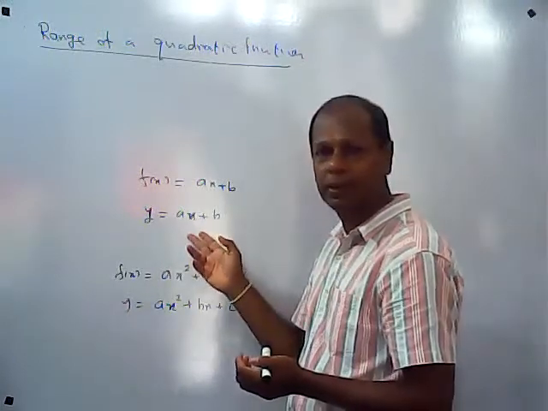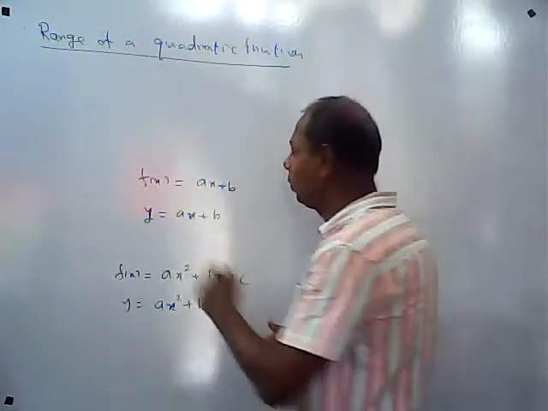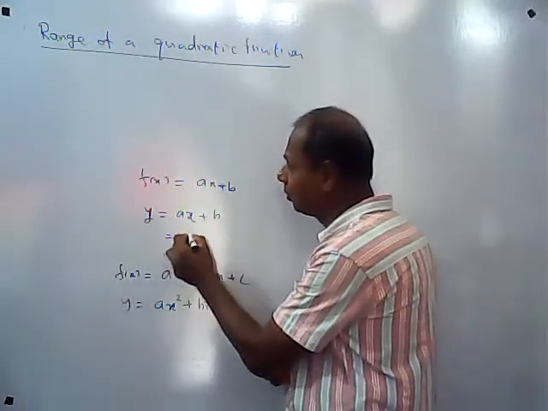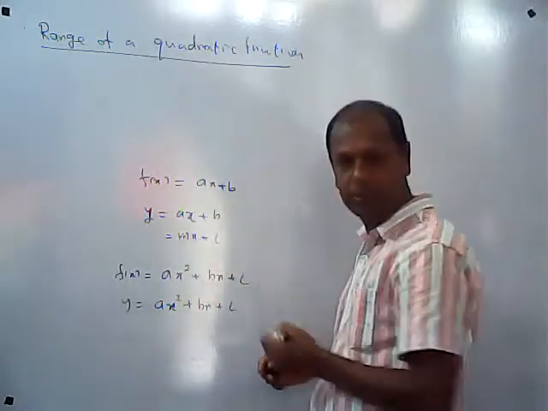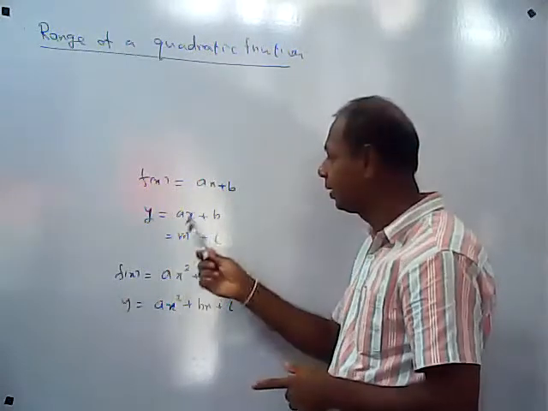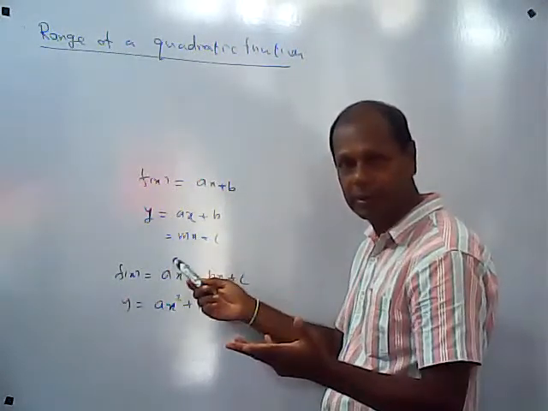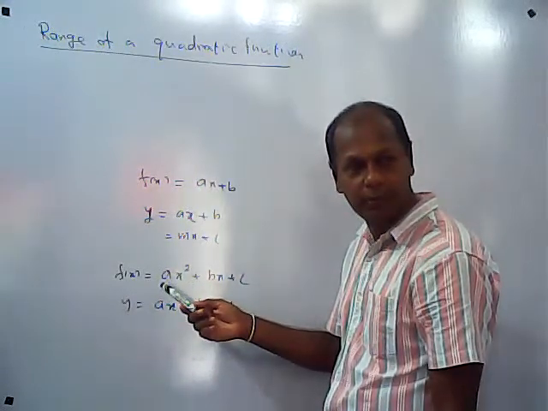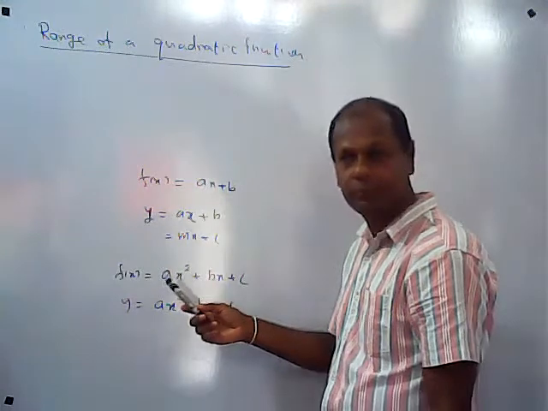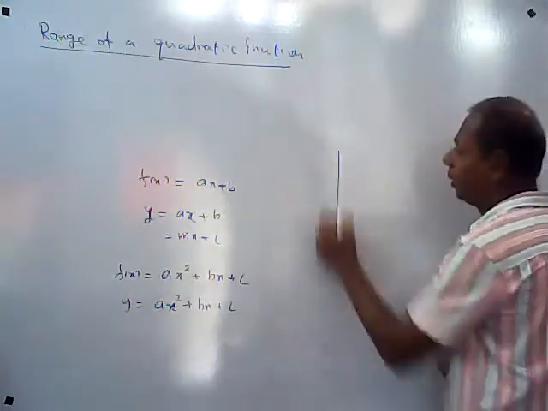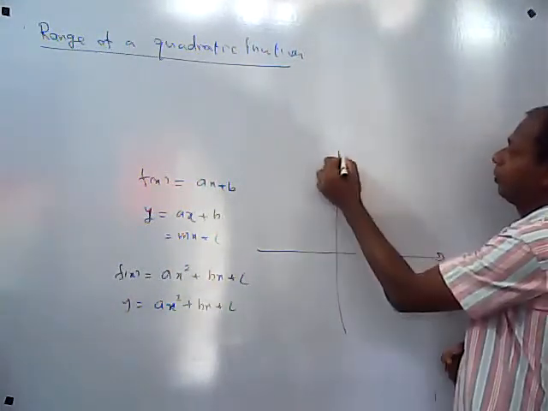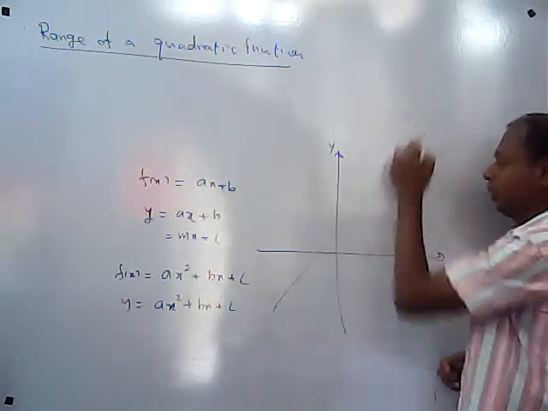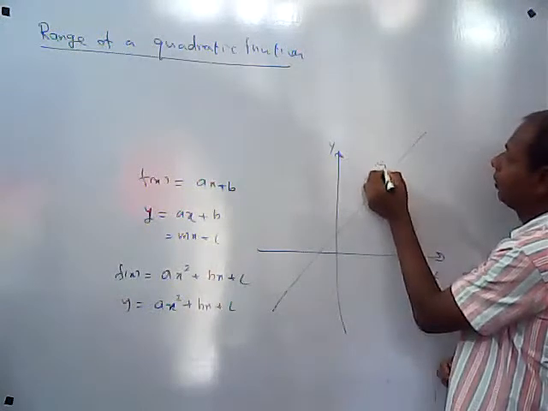For a straight line, what is the range? You apply all the real values for x. Say y equals mx plus c. It's a straight line. If you draw it, it's a straight line. So what are the possible values for a normal straight line, y equals ax plus b?